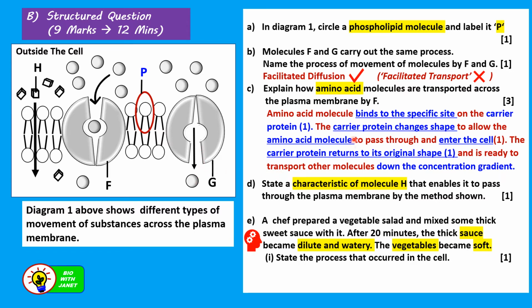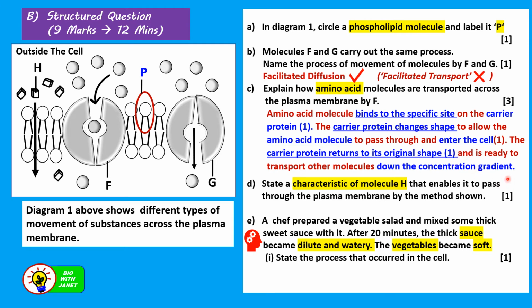Okay, so the carrier protein changes shape to allow the amino acid molecule to pass through and enter the cell, right? That's point number 2, right? And then the carrier protein returns to its original shape. It will go back to the shape like in F and is ready to transport other molecules down the concentration gradient. So keywords here are number 1, binds to the specific site, okay? And then number 2, carrier protein changes shape, allow amino acid molecule to enter the cell. And the third point is carrier protein returns to its original shape.